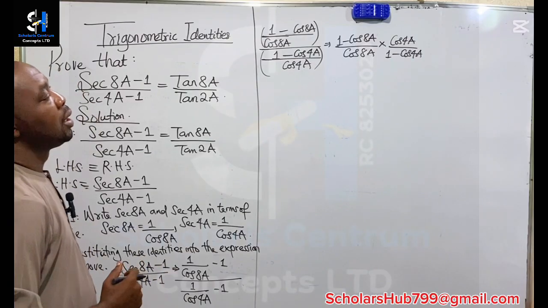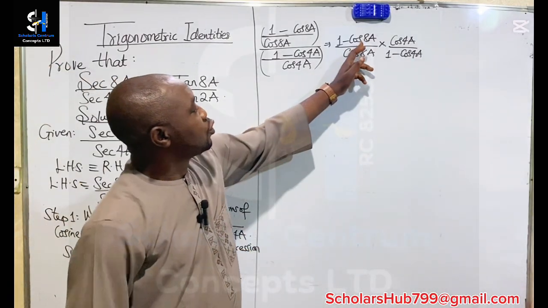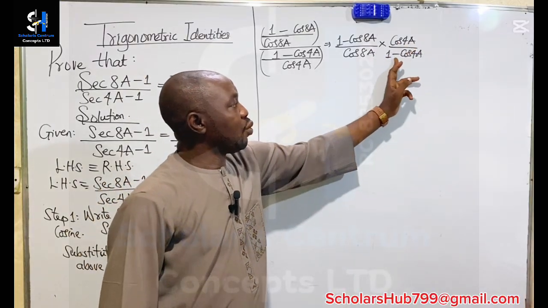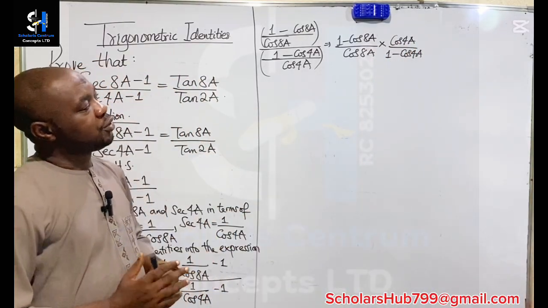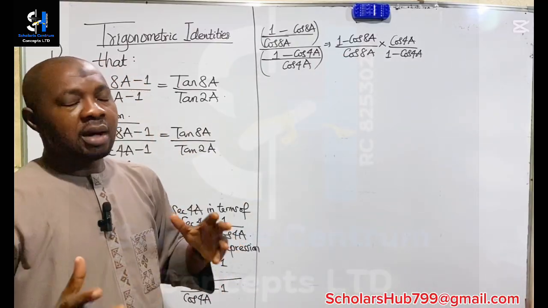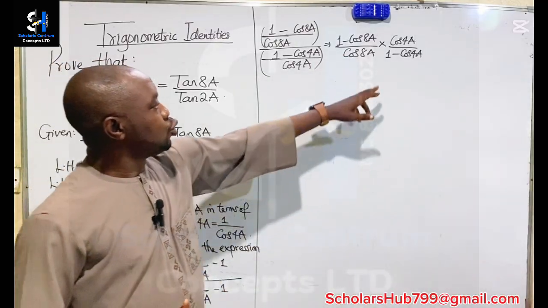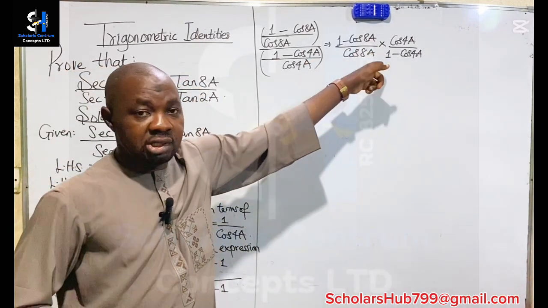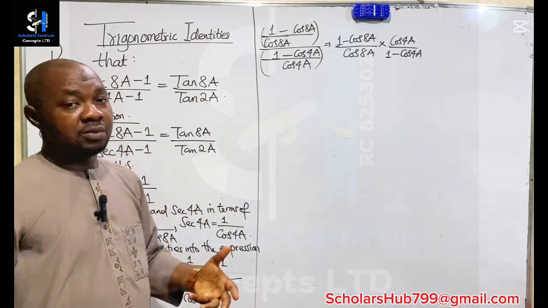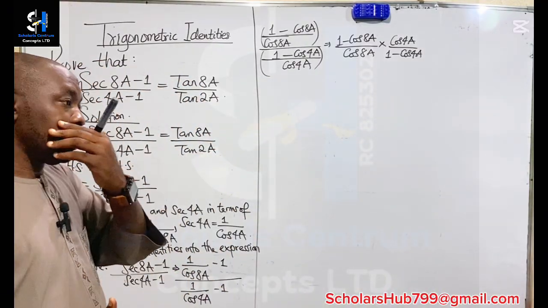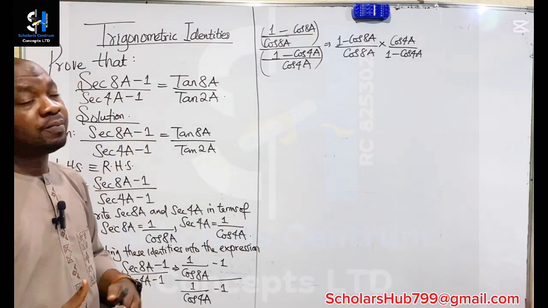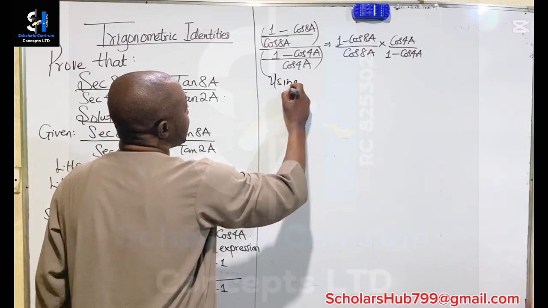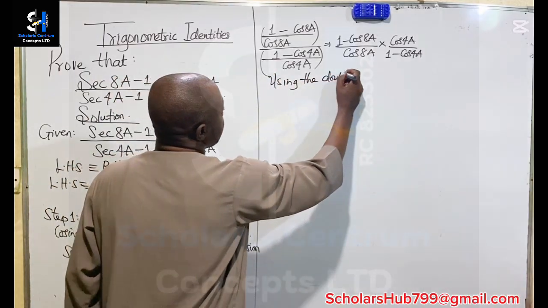Now that we have (1 minus cos 8a) over cos 8a multiplied by cos 4a over (1 minus cos 4a), let's do a trick here. Let's apply one of the identities to write 1 minus cos 8a and 1 minus cos 4a in terms of sine. So we're going to use the double angle identity.